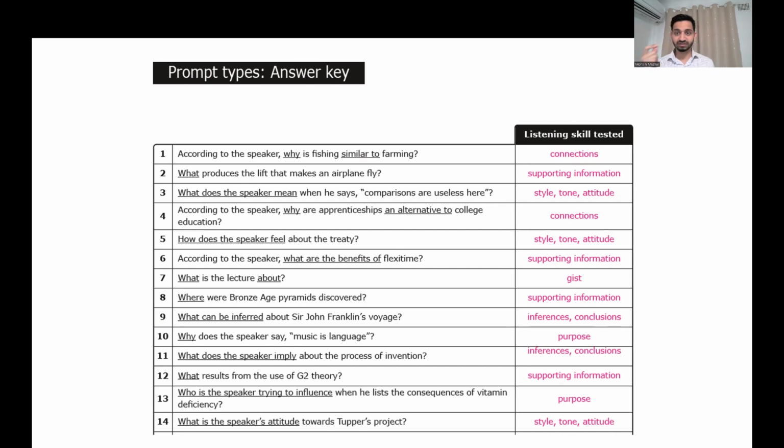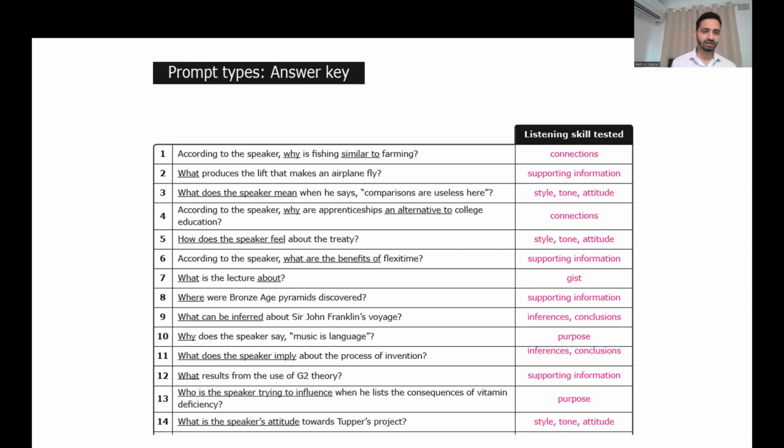And this is the specific information that you should be looking for when you're listening to the recording, okay? How does the speaker feel about the treaty? How does the speaker feel? Again, you're looking for style and tone and attitude. According to the speaker, what are the benefits of flexi time? You're looking for the benefits. So when you hear, you should be paying attention to when the benefits are mentioned in the recording, okay?